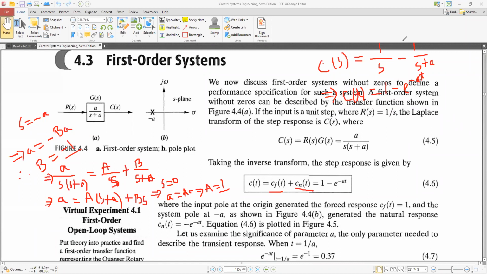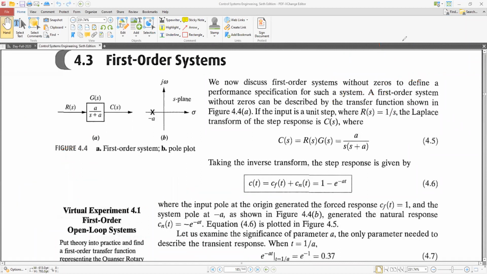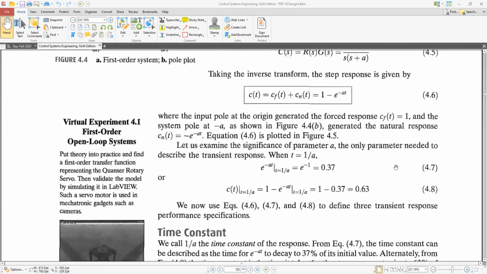Now what would happen? See this. Now if you put the value of t as 1 by A, then it would become e to the power minus 1. In that case, the value of e to the minus 1 is 0.37. So 1 minus 0.37 is 0.63. So here C(t), that is the output response, is 0.63.